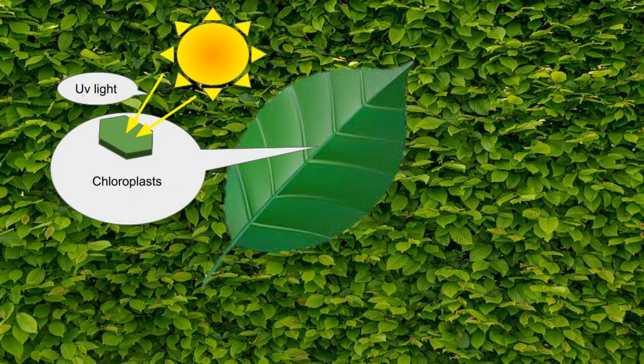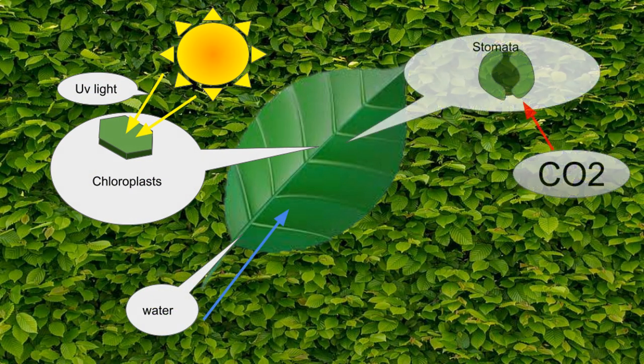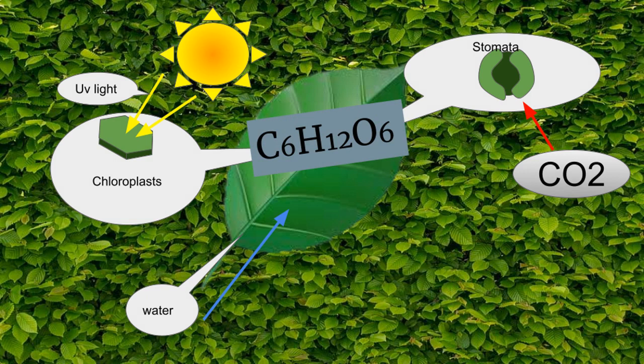The plant also absorbs water through the stem. And finally the plant takes in CO2 from the stomata. And when you put it all together you get C6H12O6. Also known as sugar.